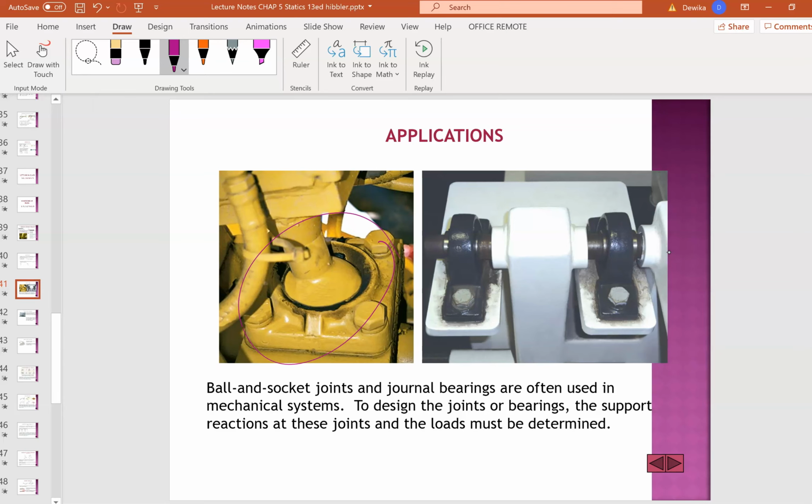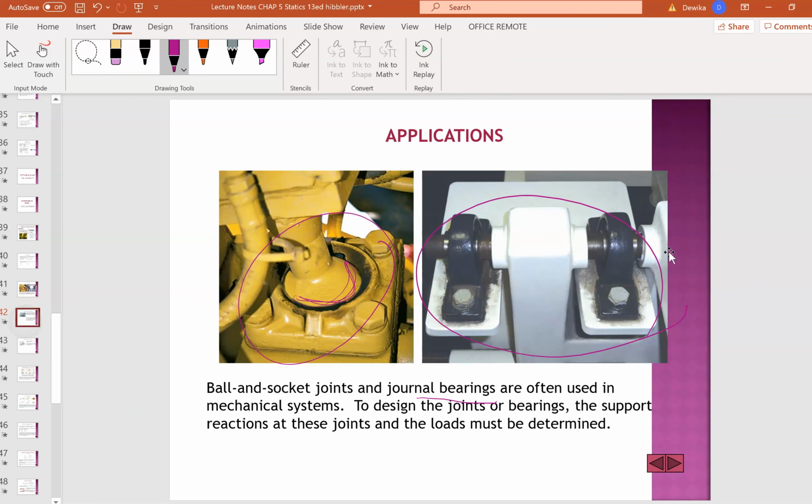So this is a ball socket joint. A ball socket joint in your body is your hip joint, the joint between the thigh and the buttocks. Okay, so there's a ball socket joint, and then we have the journal bearing. This is how the journal bearing looks. These are mechanical system joints.